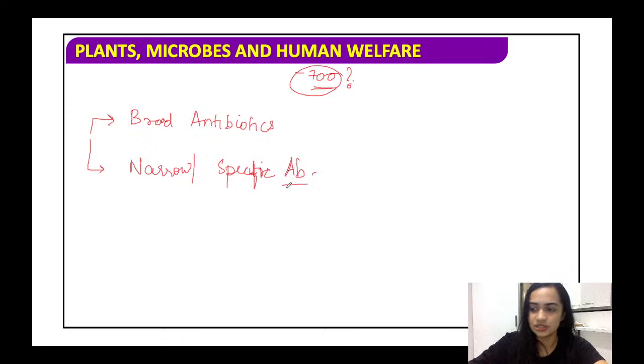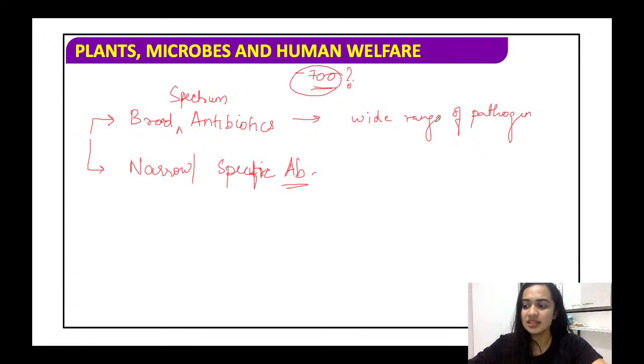Specific antibiotics. ठीक है, this is your broad spectrum. ठीक है, broad spectrum antibiotics में क्या होता है that it is affected in a wide range of pathogens. ठीक है, ये काफी एक बड़ी स्पेक्ट्रम होती है इनकी. That means it can be used for a number of pathogens.